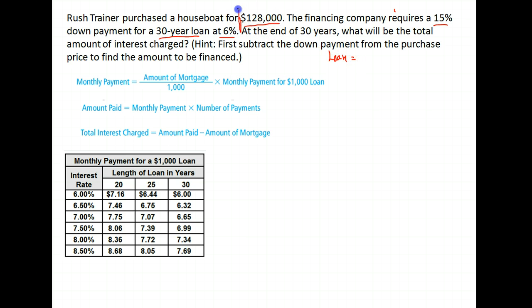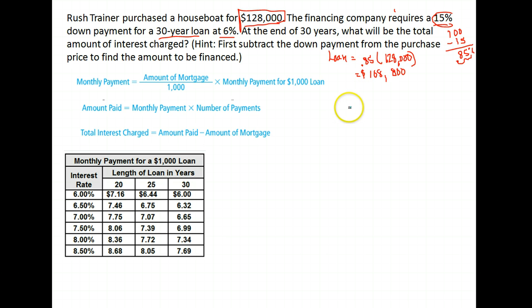Well, the price of the houseboat is $128,000, and he's paying 15% down. So what percent does that leave for the loan? Well, out of 100, if you pay 15% down, that leaves 85% for the loan. Move the decimal 2 places to the left, we get 0.85, and multiply by the price of the houseboat. Again, this is called the complement method of finding that. So the amount you're going to borrow on the loan is 85% of $128,000, which is $108,800.